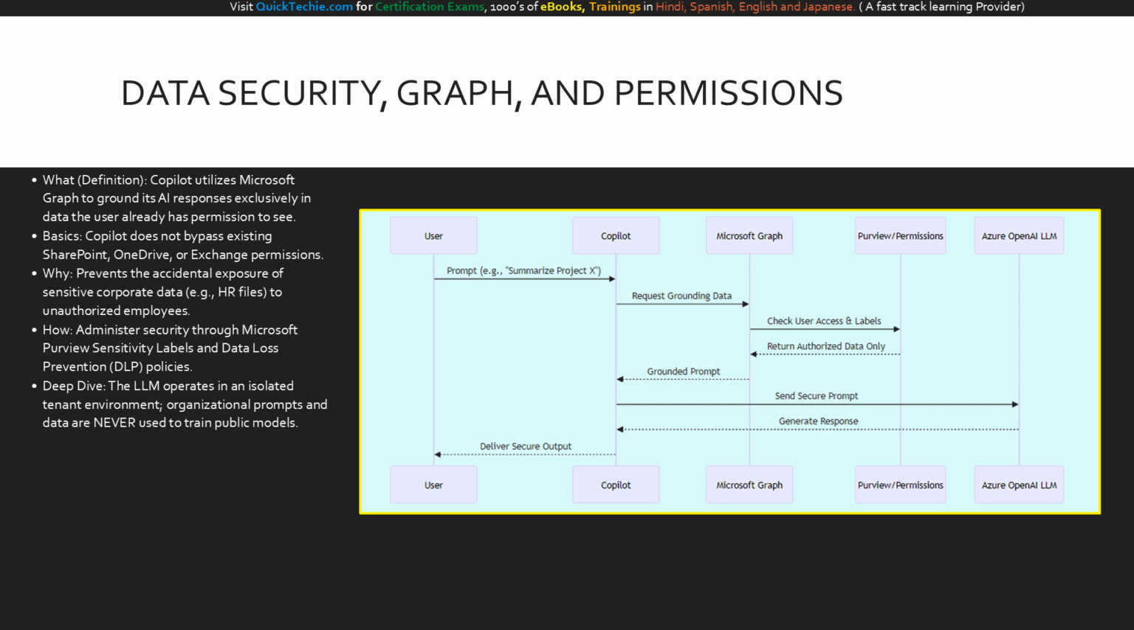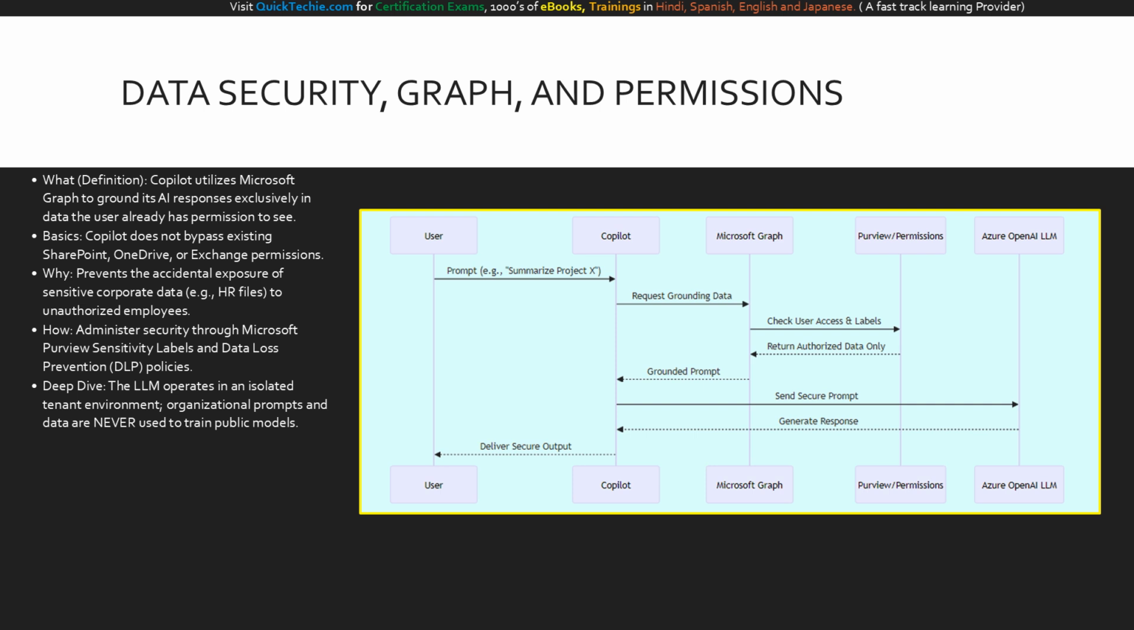Furthermore, Copilot strictly honors Microsoft Purview configurations. If you apply a highly confidential sensitivity label or a data loss prevention policy to a file, Copilot respects those restrictions during content generation. Finally, your data is yours. Prompts and graph data are processed in a secure, isolated tenant boundary and are never used to train public large language models. Your proprietary intelligence remains entirely secure.